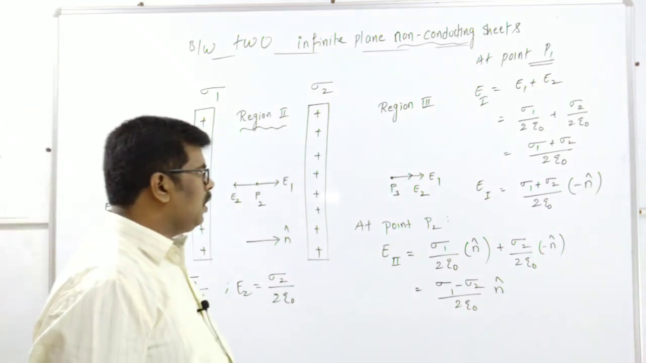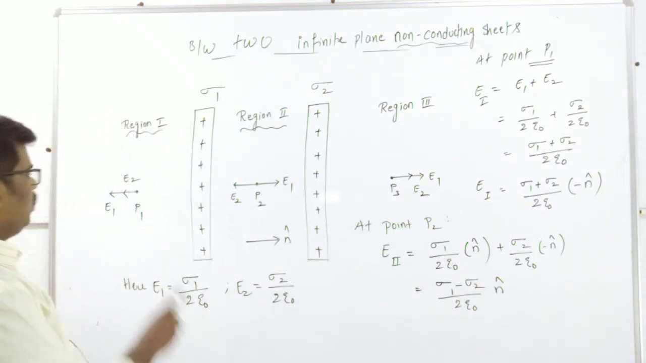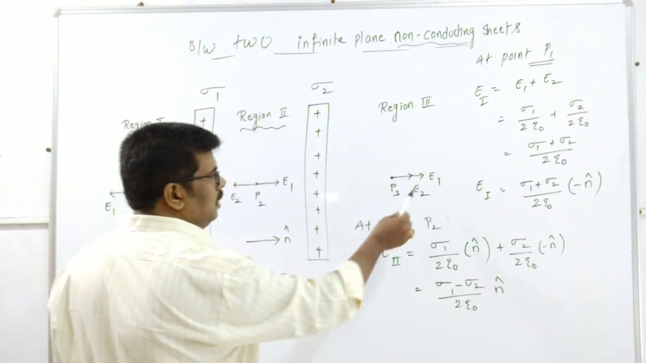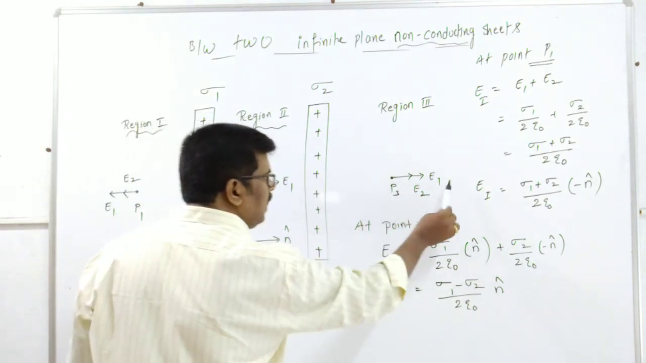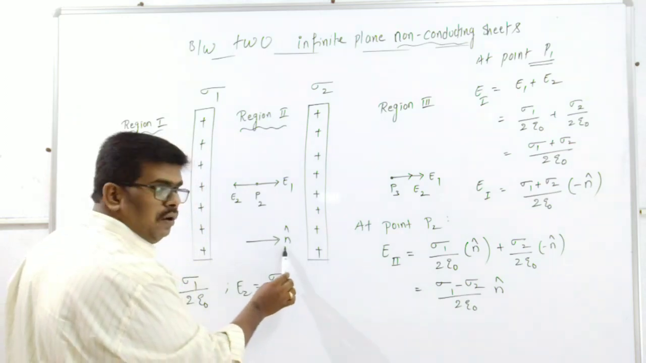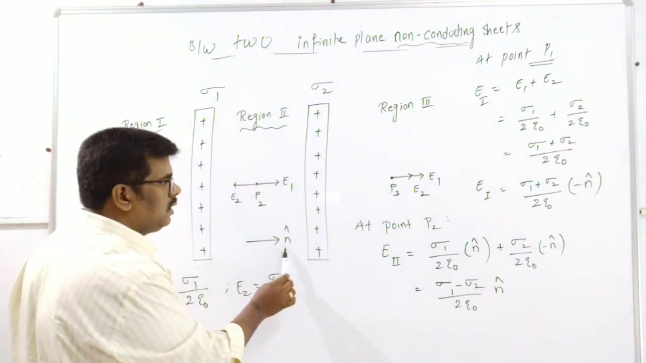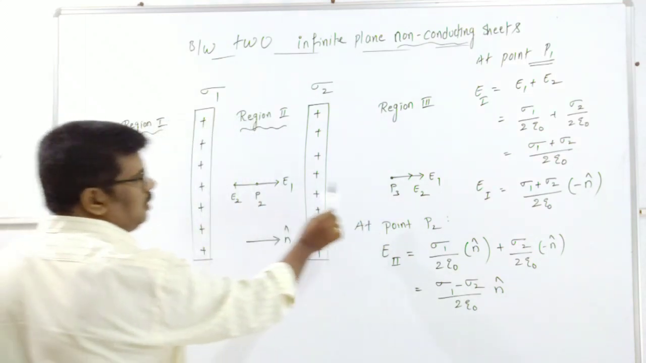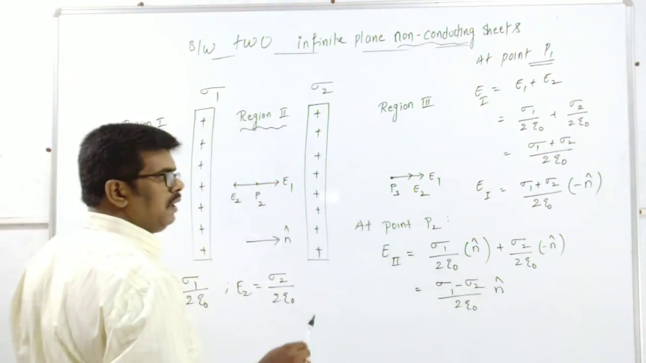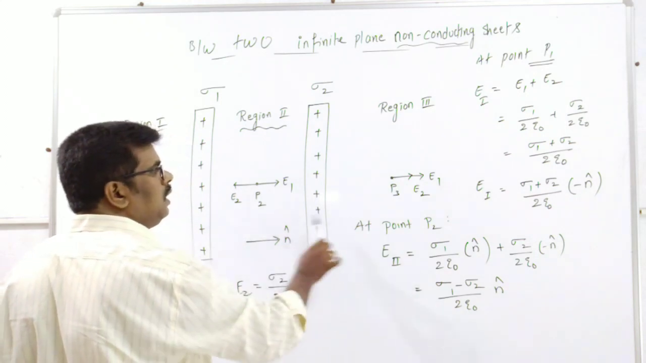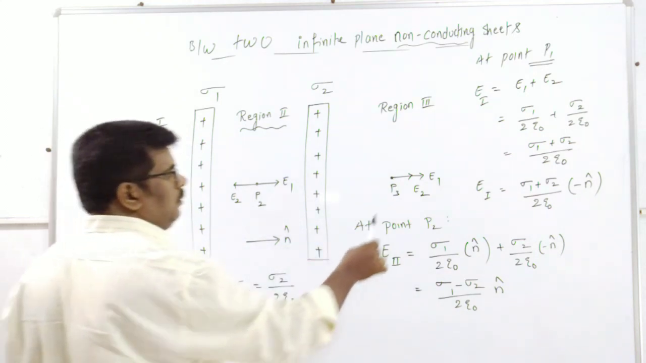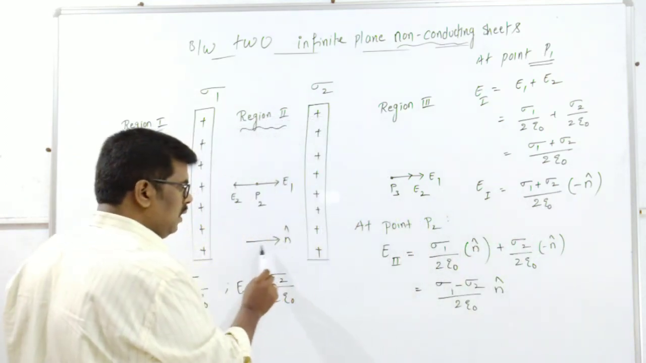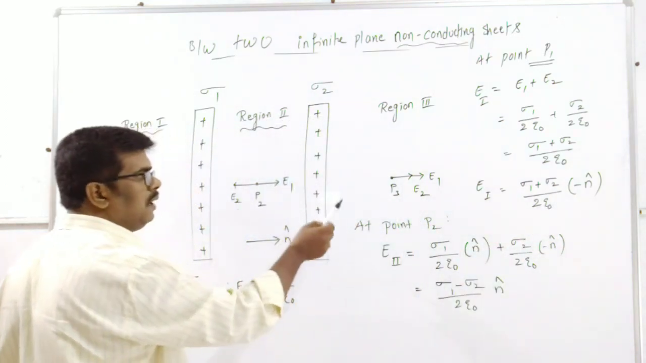In region 3, you can expect both are along the same direction, here also both are along the same direction, but the resultant will be towards the right-hand side, which is along the unit vector direction. That's why in region 1 and region 3, we have the same magnitude of electric field intensity but opposite in direction. So in region 1 we have minus n cap. In region 3 we have along the direction of the unit vector, so plus will come.